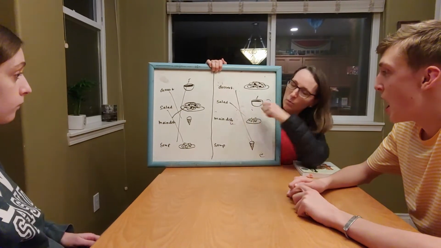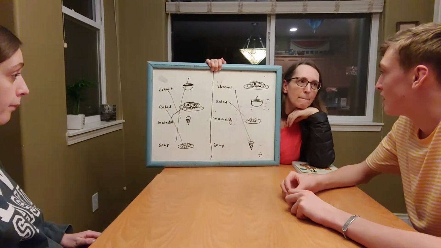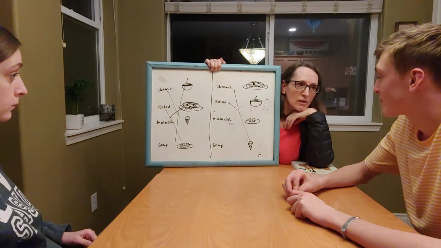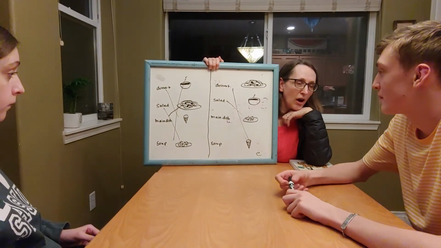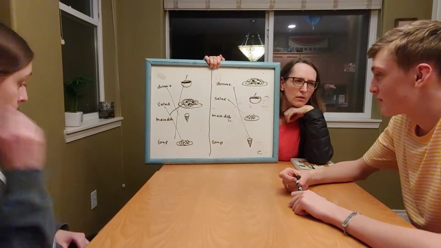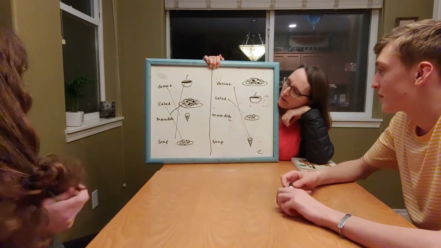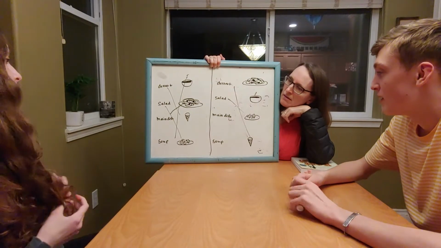All right, Seth, what is a salad usually like? Crunchy. Crunchy, and what kind of things are in a salad? Tomatoes and lettuce. Okay, is it hot, cold? It's room temperature. Okay. All right, what is a main dish, Grace?